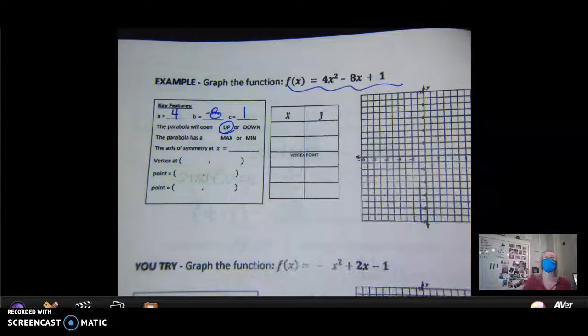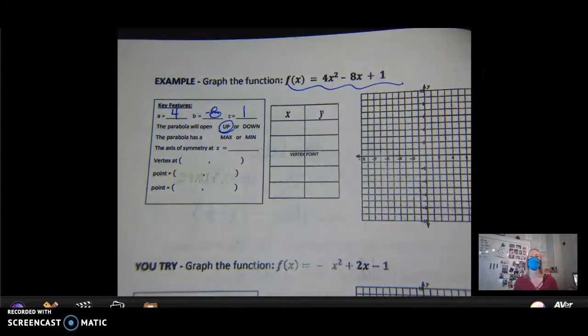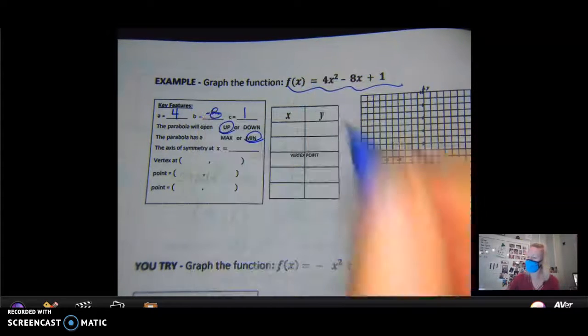How do I know that it's going to open up? Because the a is positive. So if it's opening up, do I have a maximum point or a minimum point? Do I have the lowest point or the highest point as my vertex? The lowest, so that is a minimum.